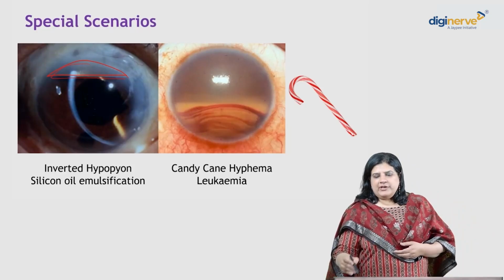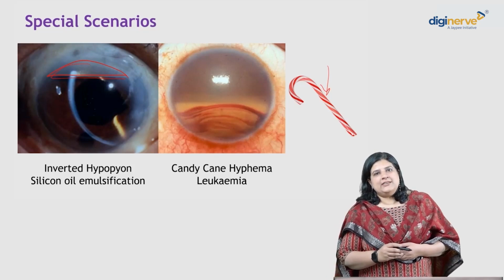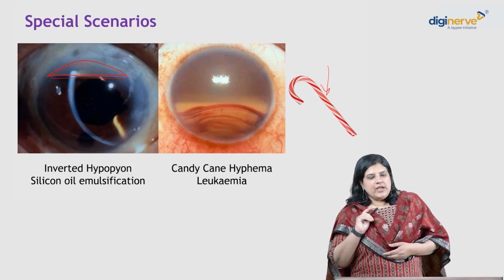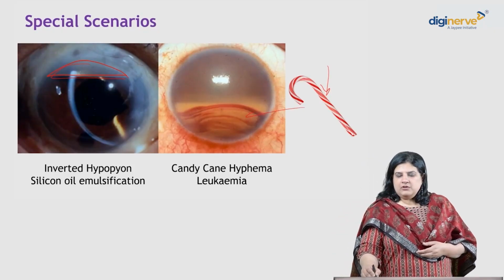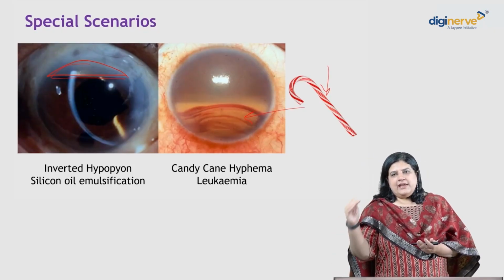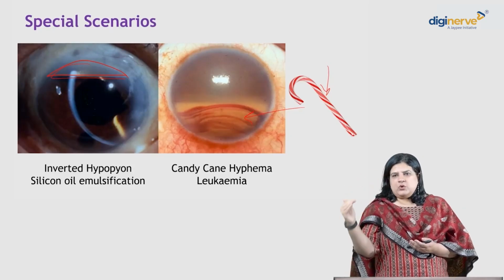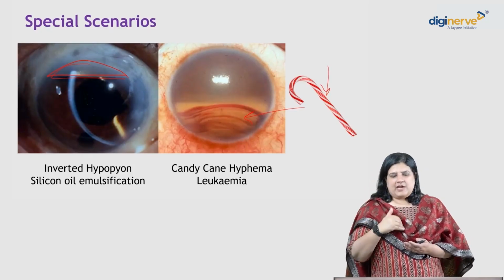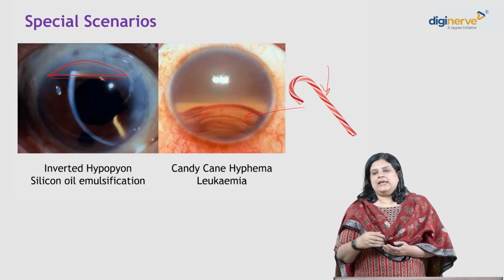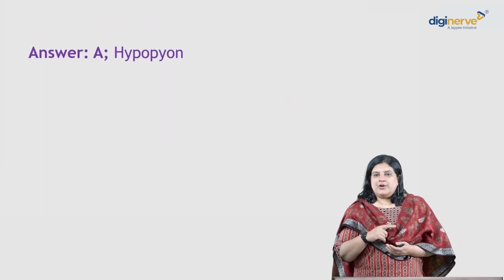Now, a lot of you would have eaten these candy canes, quite commonly seen during Christmas time. So we have another entity, which is the candy cane hyphema, quite similar to this. There is an area of fresh bleed, then for a while everything is okay, then a fresh bleed, then it's okay, then a fresh bleed. So you have red and cream stripes, and this is usually seen in leukemic patients. So the answer to our question was hypopyon.